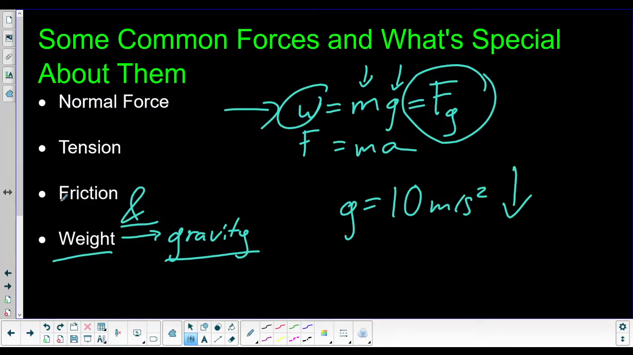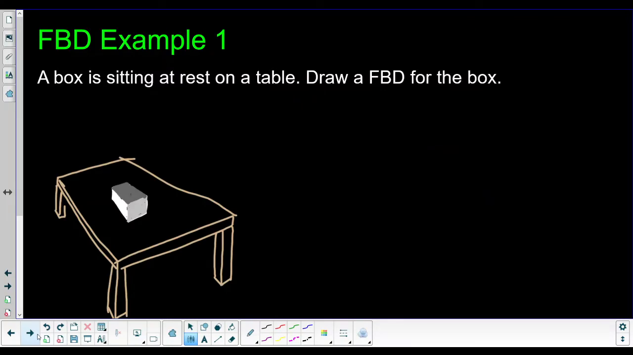Okay, so there's the four forces that we're going to see the most often. Let's go use those and draw some pretty pictures. Okay, first example. Easiest example I could come up with. We have a box.